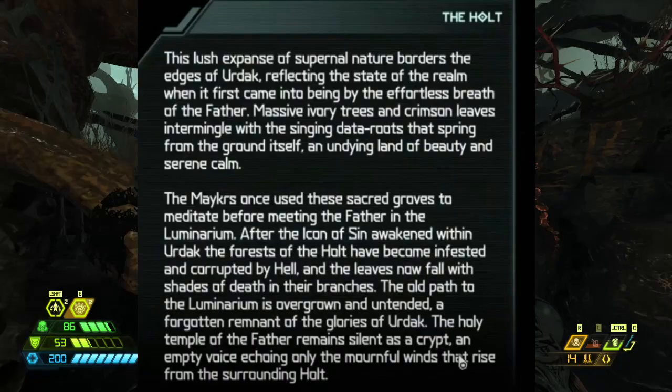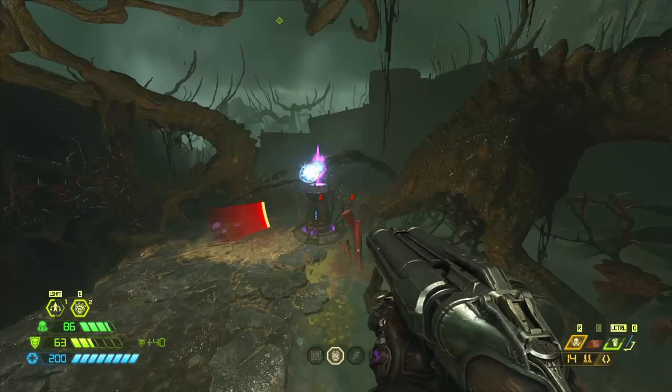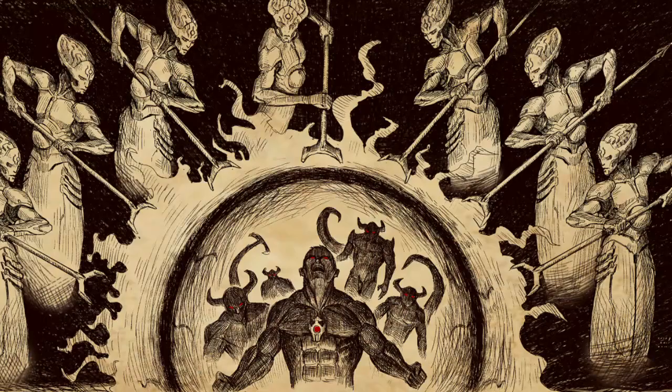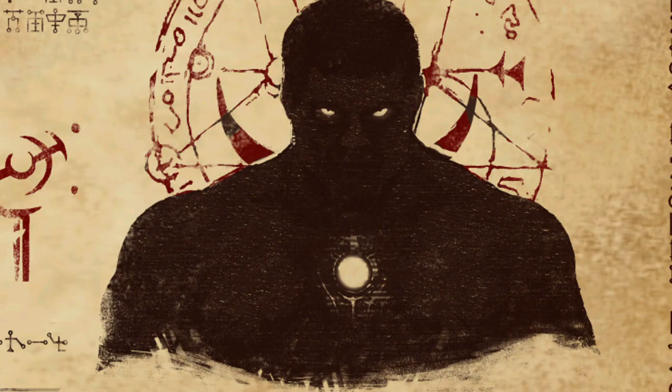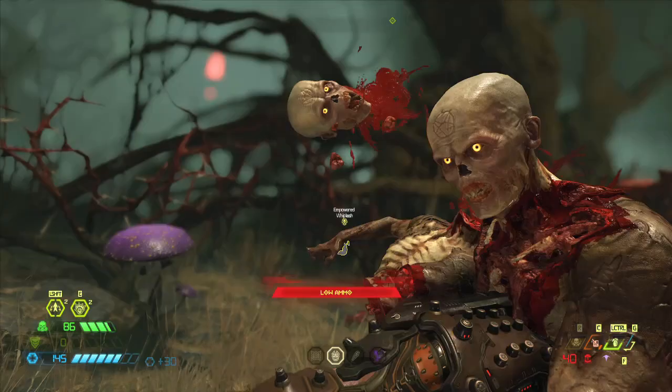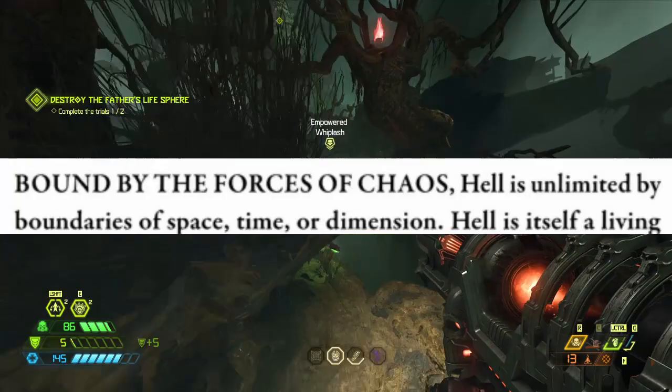Regarding the rest of creation, the Lamentation of the Seraph says that new realities bloomed where he lingered. After the Father and Makers betrayed Davoth, his disembodied will and essence, fueled by his endless hatred and rage, corrupted Jekad and transformed it into Hell. Bound by the forces of chaos, Hell is unlimited by boundaries of space, time, or dimension.